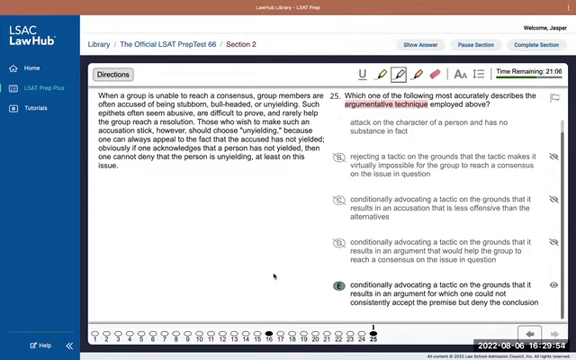Conditionally advocating a tactic on the grounds that it results in an argument for which one could not consistently accept the premise but deny the conclusion. Okay, so can you accept the premise that you have not yielded and also deny the conclusion that you are unyielding? No. So that's what they're talking about here.